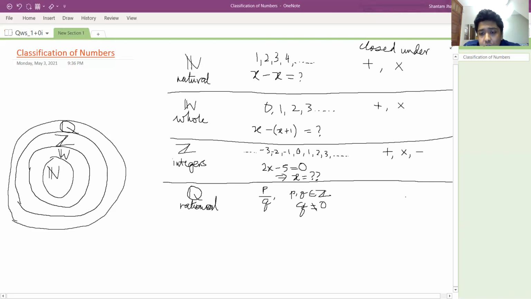And the set of rational numbers is closed under addition, subtraction, multiplication, as well as division, okay?